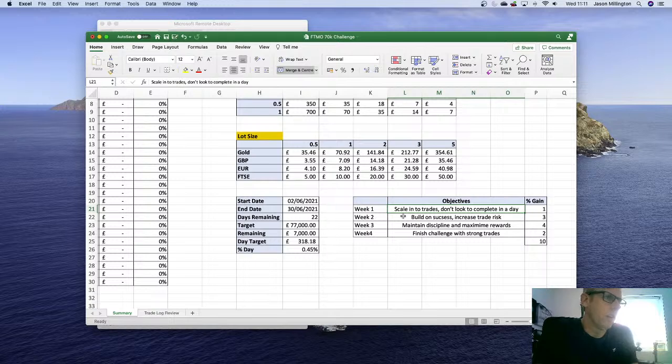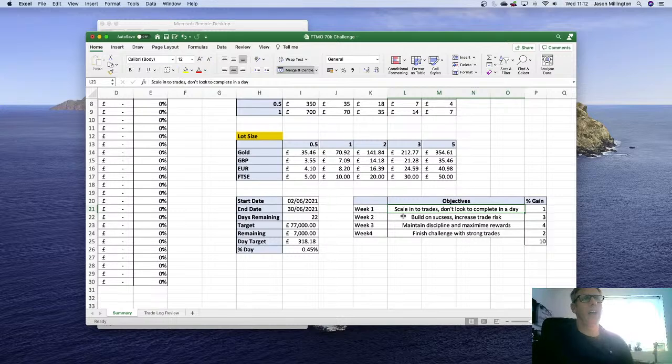So this week, I need to get a 1% gain on the account, just obviously scaling in. And then week two, always building on the success of week one, increasing the trade risk. So if I'm trading at 0.5%, I might look to trade up to 1%, and again, looking to get over 3% that week. Again, it's only 1 or 2 trades per week if you're looking to get a good risk to reward. Week three, looking to maintain that discipline and maximize rewards on the week. Then week four, just finish the challenge off.